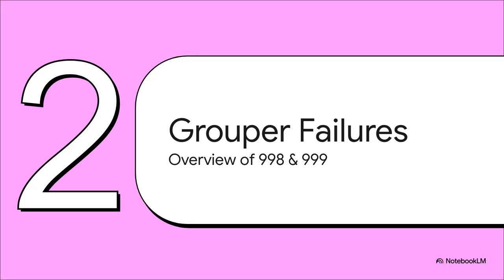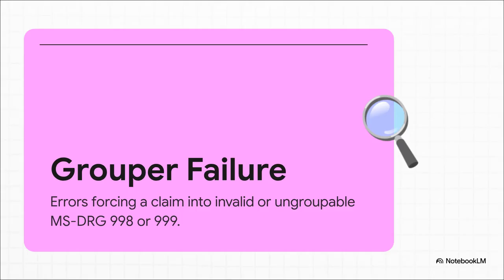Moving right along to Section 2, let's get a high-level overview of these ungroupable DRGs and figure out why these failures even happen in the first place. Basically, a grouper failure occurs when an error in your code selection, your sequencing, or your demographic logic forces a claim into one of two absolute black holes. First, you've got MS-DRG 998. This one simply means your principal diagnosis is invalid as a discharge diagnosis. Then there's MS-DRG 999, which is just entirely ungroupable. The system literally doesn't know what to do with it.